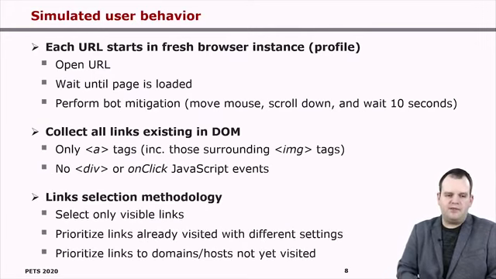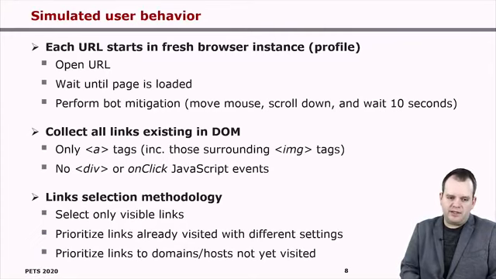Once we have all the links, we try to find the links that we would like to click on. For that, we try to select only visible links. So for example, there might be some links in the DOM, but those links are invisible because they have been set to an invisible mode by using the corresponding CSS attributes.